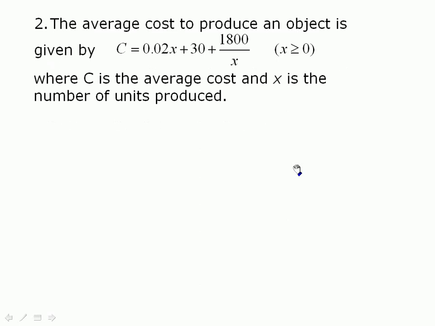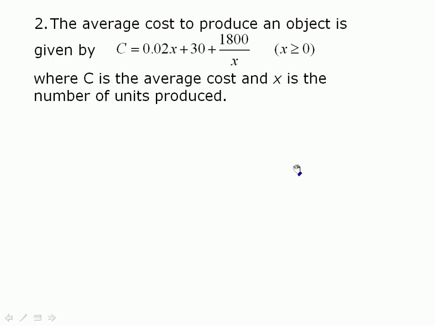So we get the average cost to produce an object is given by this formula. C is equal to 0.02x plus 30 plus 1800 over x, noting that x has to be greater than or equal to 0. If you paid even more attention, even though that's the domain, you might also be aware, well, x cannot be equal to 0 according to this formula. So fair enough. So we'd have to put that additional restriction on if it becomes an issue. And then this goes on to say where C is the average cost and x is the number of units produced. So with this formula, if we were to plug in any x value, it would give us the average cost. So if you produced one object, x equal 1, the average cost would be whatever.